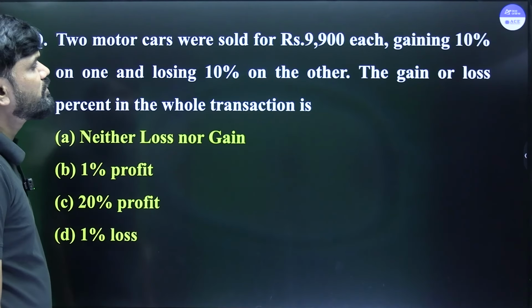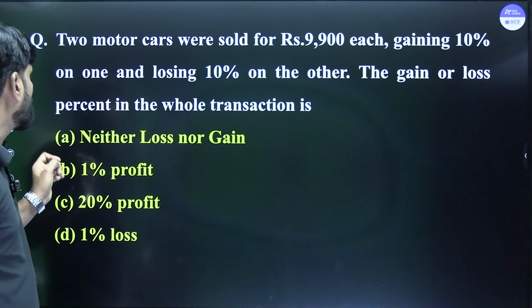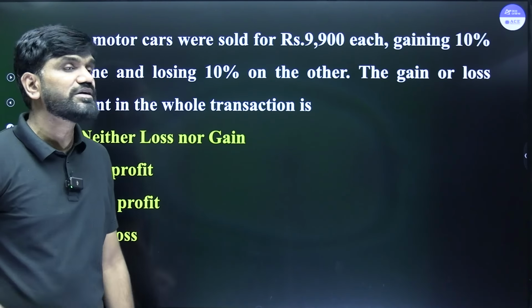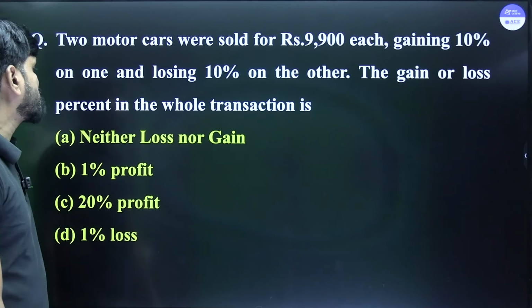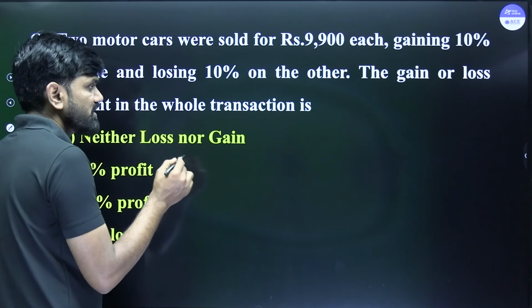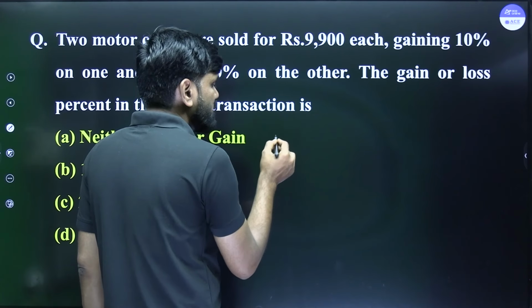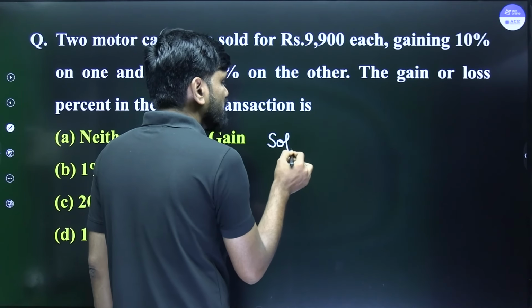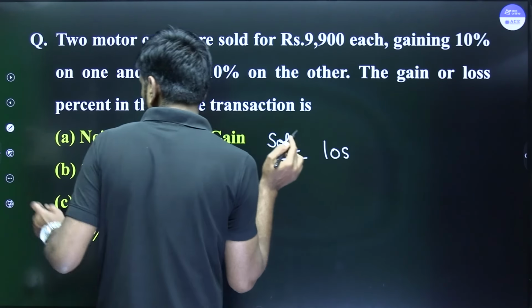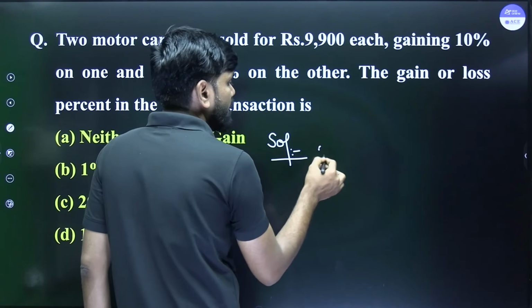Chalo, let's have a look at the problem. 2 motor cars were sold for rupees 9,900 each, gaining 10% on one and losing 10% on the other. The gain or loss percent in the whole transaction is? So here in the whole transaction, as we have said just now, there will always be a loss. A loss of how much? So overall loss percent is given by the formula.